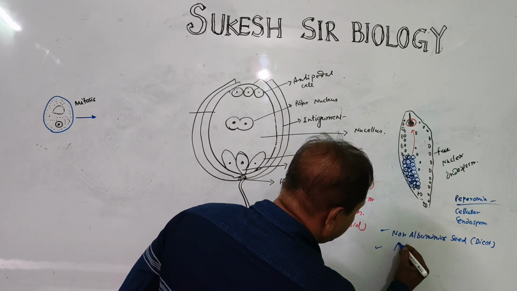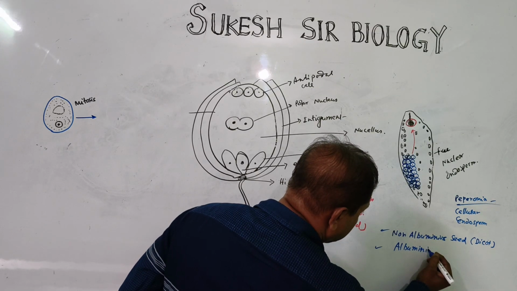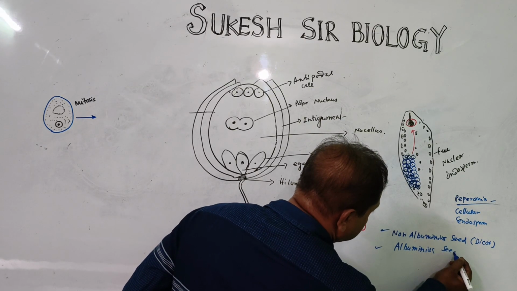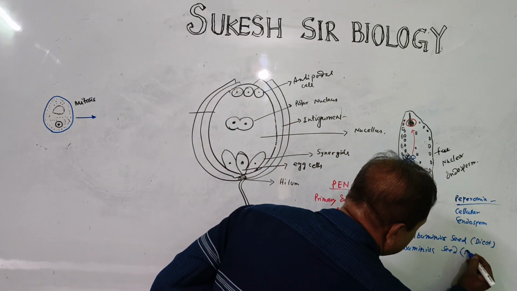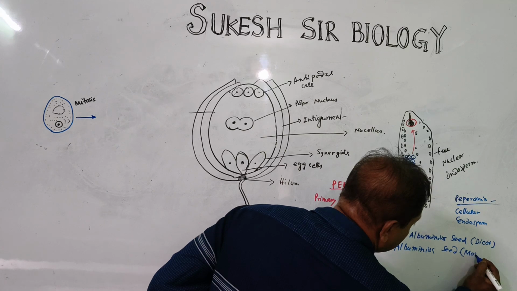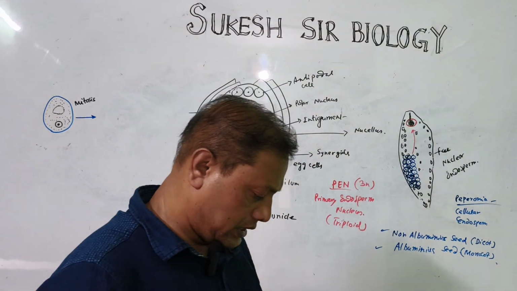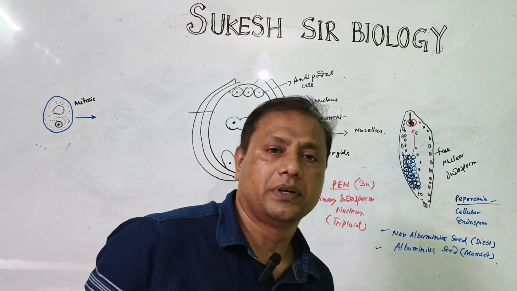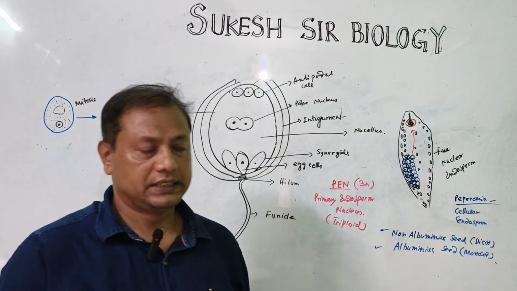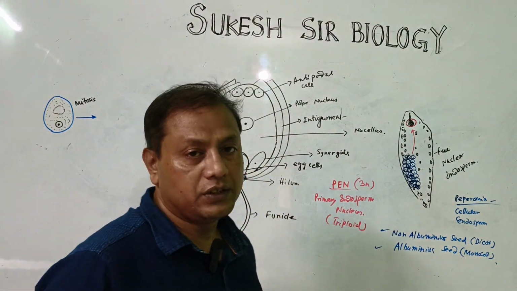Next, the albuminous seed. What do we get this type in? Monocots. In monocots, we find the albuminous type of seed, where a little endosperm remains with the seed. I think this is the fate of the endosperm.